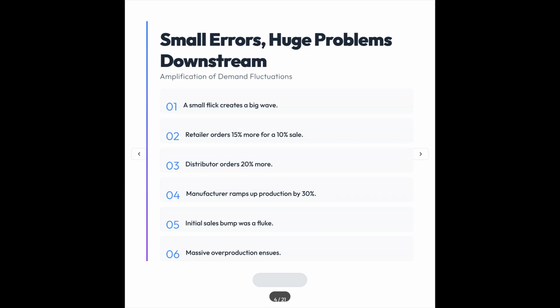Now, let's look at how even small forecasting errors can create huge problems further down the line. This is called the bullwhip effect. Think of a long whip. A small flick of your wrist makes a huge, uncontrolled wave at the end. The same thing happens in a supply chain. Here's a real-world example from your document.